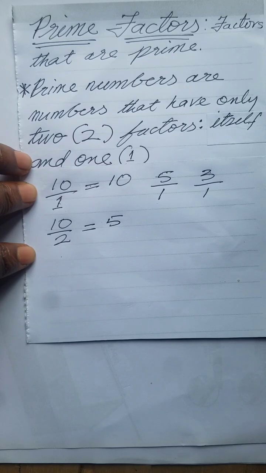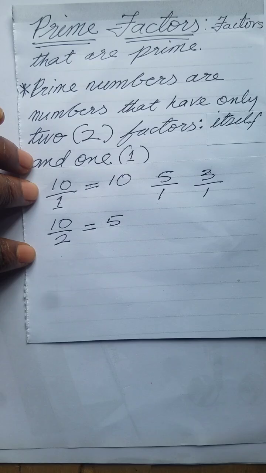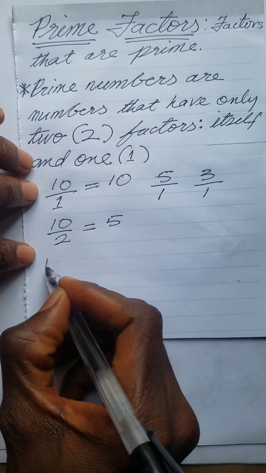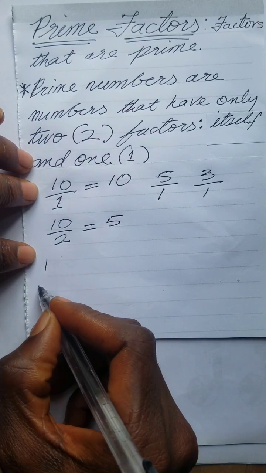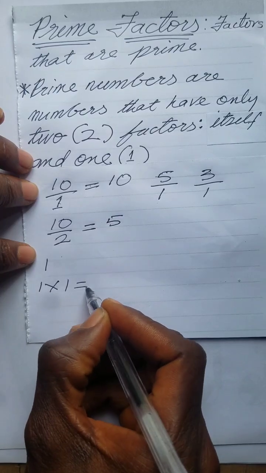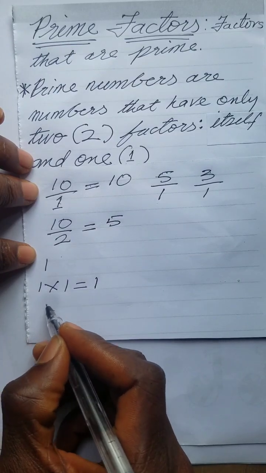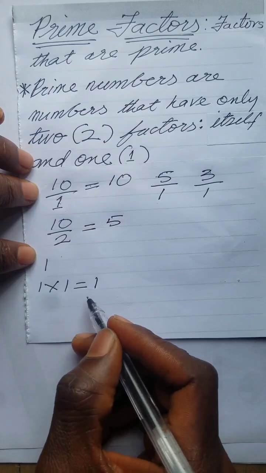Okay, let's take some few examples. Let's start with 1. The factors of 1 are 1 times 1 is 1. Is there any other number that can multiply to give 1?